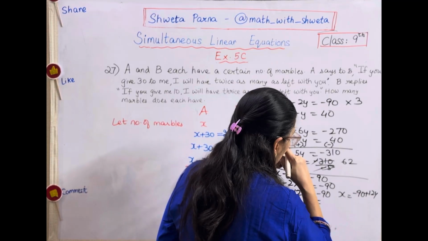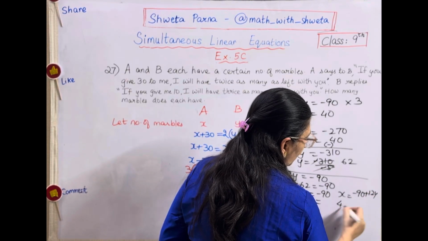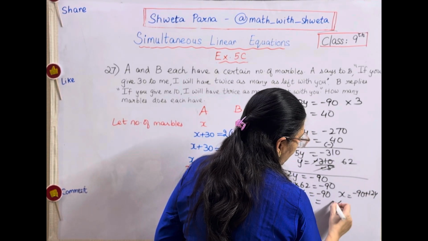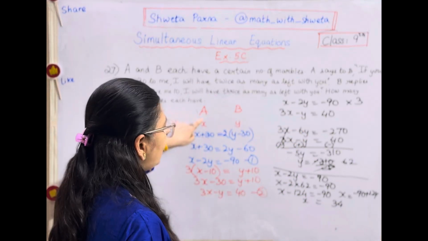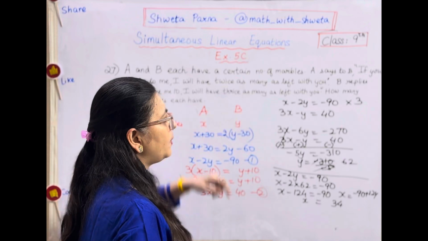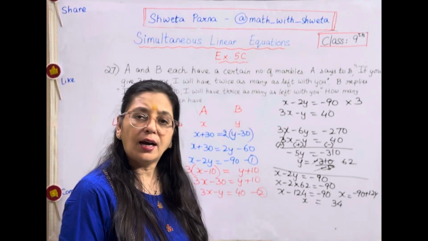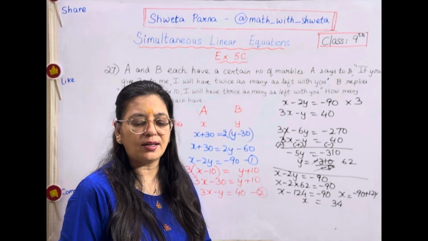Come on, subtract it. 4 minus 0 is 4. 12 minus 9 is 3. So the value for x is 34. So A is having 34 marbles and B is having 62 marbles. I hope it's clear. Come on, let's go to the next one.